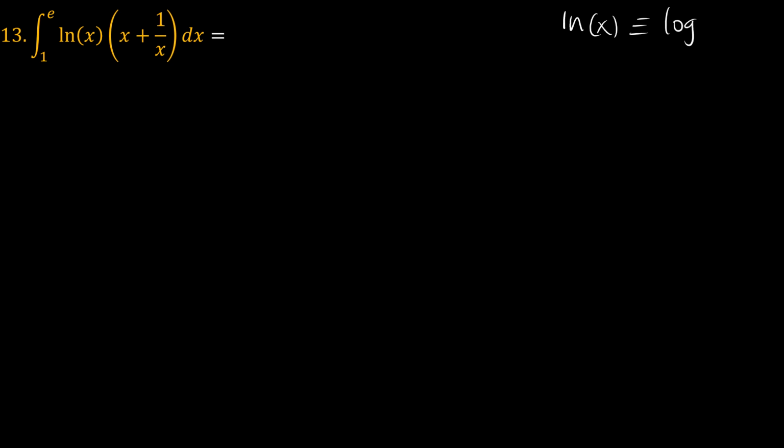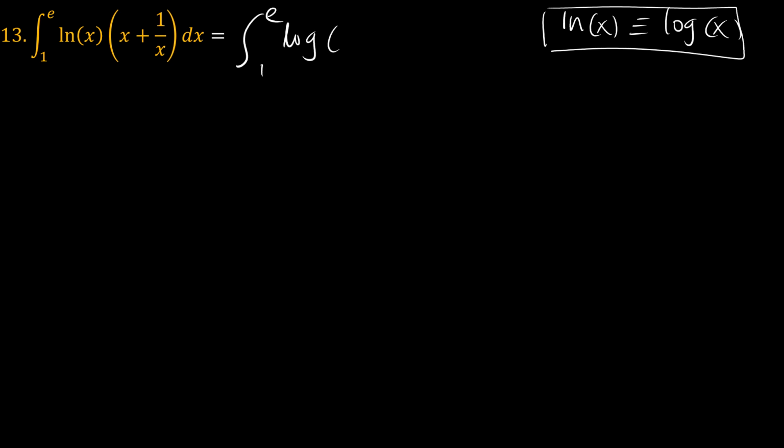So on to problem number 13. This is actually very easy and tractable. The definite integral from x equals 1 to x equals e of the natural logarithm of x times x plus 1 over x. I'm used to writing natural logarithm of x as just log of x, so let's just assume that that is what I would be meaning going forward. So this is the integral from 1 to e of log of x, x plus 1 over x.